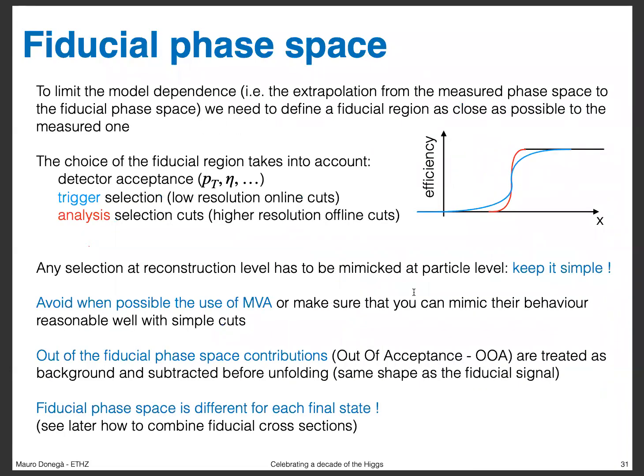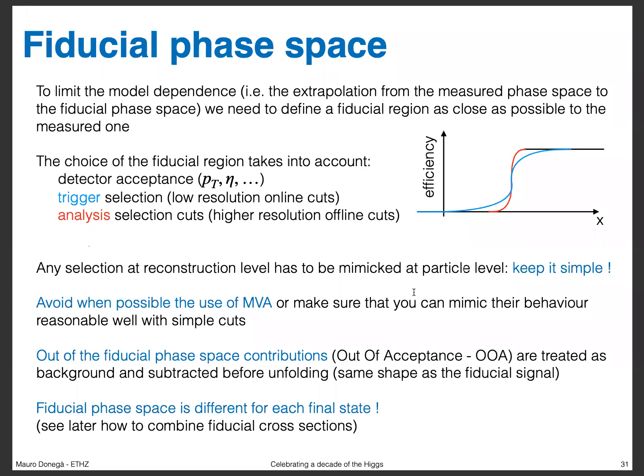So to limit the model dependence, we try to have the fiducial region, RECO, and at particle level as close as possible. And typically, the choice of this fiducial region has to take these points into account. First of all, the detector acceptance. You have a finite volume of the detector that covers up to a given region in eta, and then you might have cracks in phi, and so on and so forth.